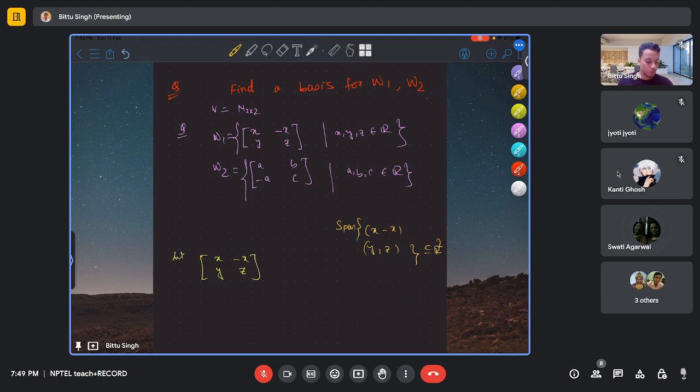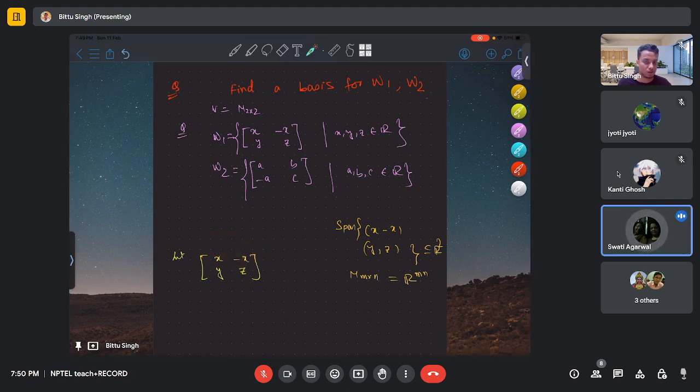We know that the space of matrices of size m cross n is a vector space, which has dimension mn. You can think of this as R to the power mn, that is, there will be mn independent entries. But here, instead of 4 independent entries, the second entry will depend on the first entry. Yes, I got that relation. It cannot be just any entry, it will be related to the other one.